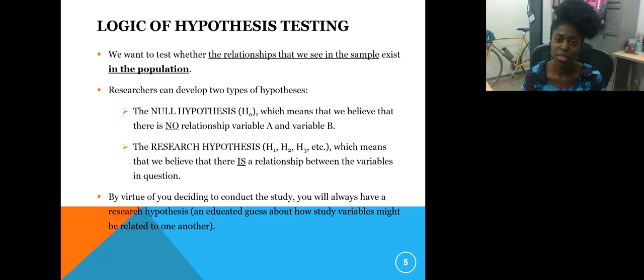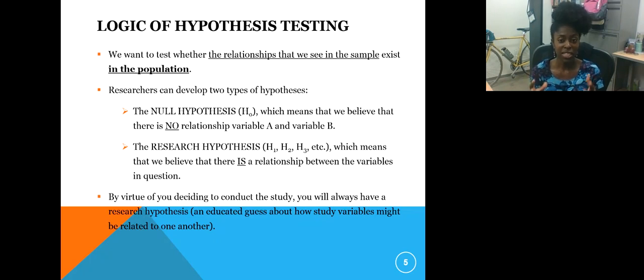Researchers can develop two types of hypotheses. The first is called the null hypothesis, or H naught. The null hypothesis means that we believe that there is no relationship between variable A and variable B. The research hypothesis would mean that there is a relationship. We believe there is a relationship between variable A and variable B.